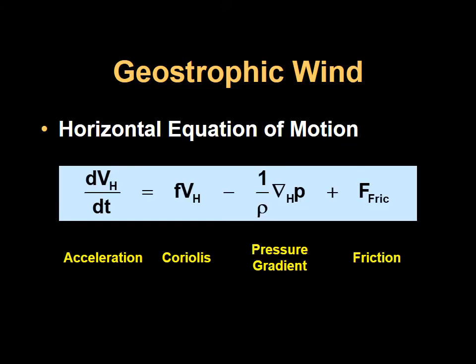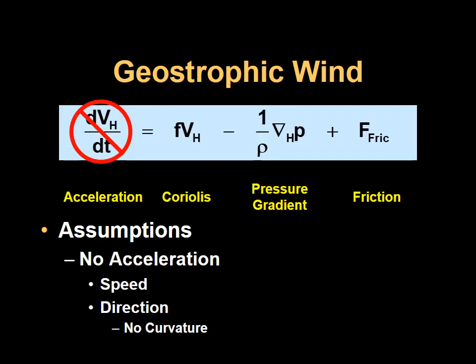So here is our horizontal equation of motion. Remember, this is just looking on a weather map in the north and south, east, west directions. And what this says is that the acceleration of the horizontal wind following the parcel of air depends upon three factors. And that's the Coriolis force, the pressure gradient force, and friction. Notice that from the three-dimensional equation of motion, we dropped gravity because gravity doesn't work in the horizontal.